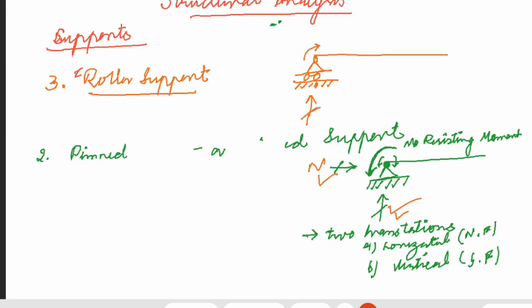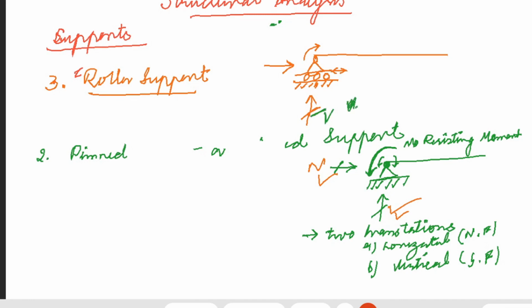But again, here the horizontal translation will be allowed, right? Because you have this roller support, it will allow you to go to and fro. Therefore, while allowing it to go to and fro in the horizontal direction, we can simply say it will allow the horizontal translation. Therefore, what we have here is only shear force V, which is vertical translation.